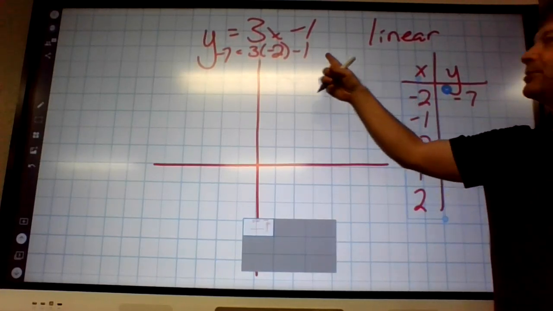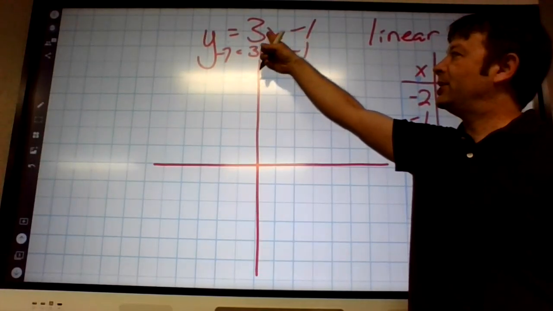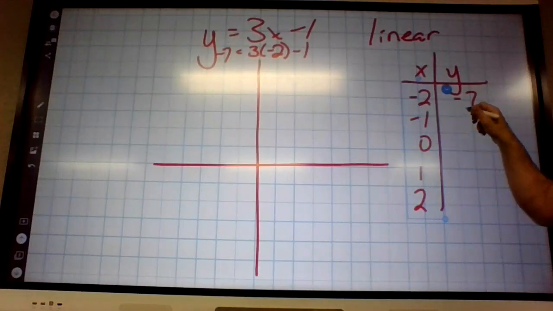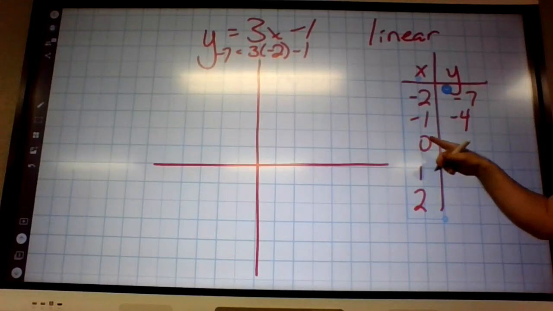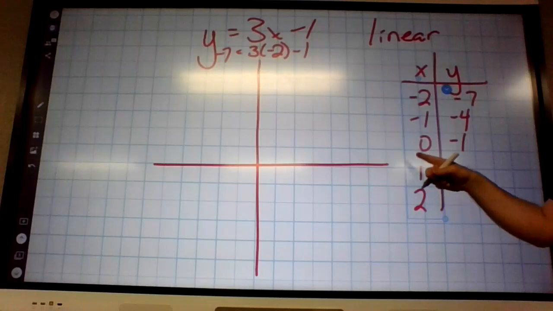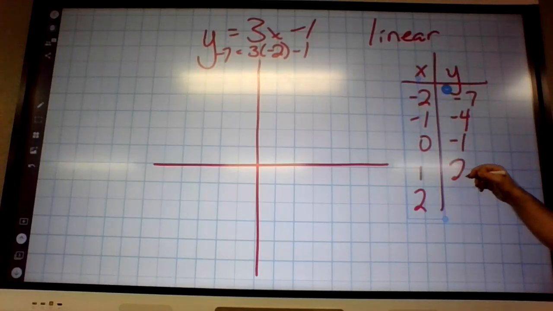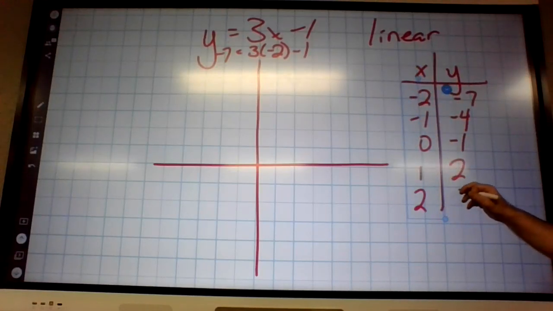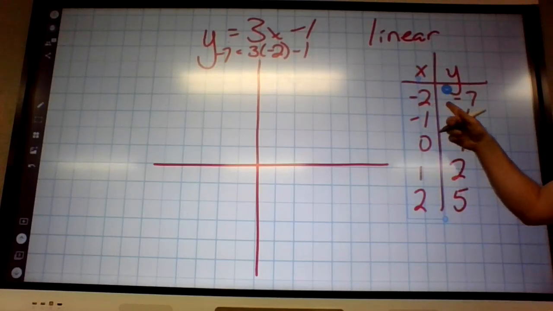And you just keep going. I'll do this kind of quickly. If I plug in -1, 3 times -1 minus 1, -4. 3 times 0 minus 1, 3 times 1 minus 1, 3 times 2 minus 1. Okay, and then these are points on the graph.